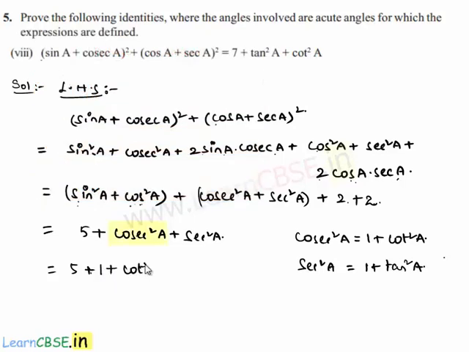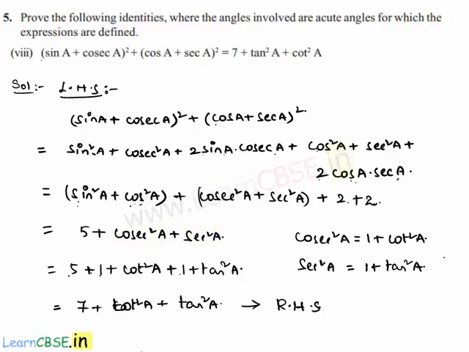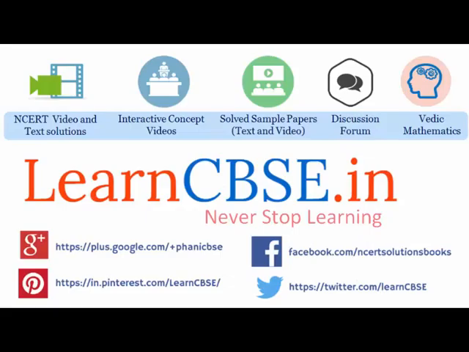By substituting it here, we get the expression in terms of tan²A and cot²A. That is cosec²A can be replaced by 1 + cot²A plus sec²A can be replaced by 1 + tan²A. That will be equal to 5 + 1 + 1, which is 7, + cot²A + tan²A, which is nothing but our right hand side. So here we got LHS equal to RHS, and hence we proved that (sin A + cosec A)² + (cos A + sec A)² is equal to 7 + tan²A + cot²A.